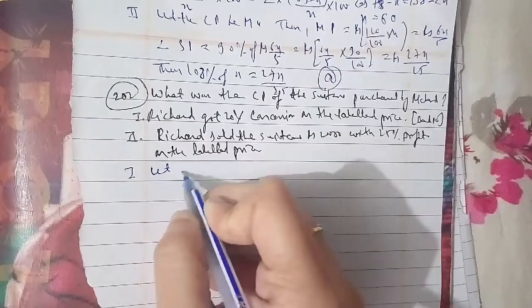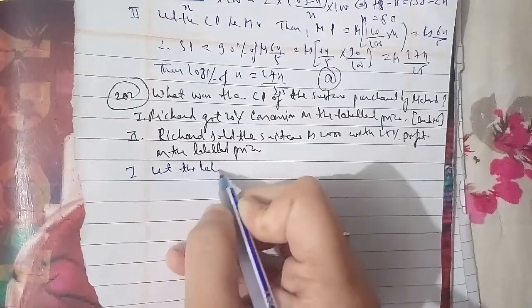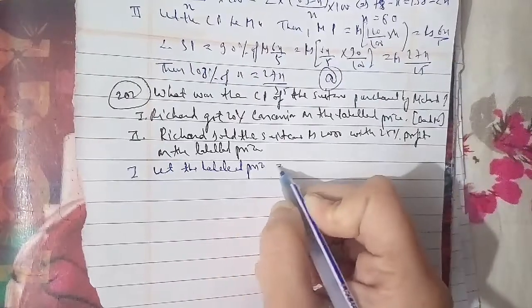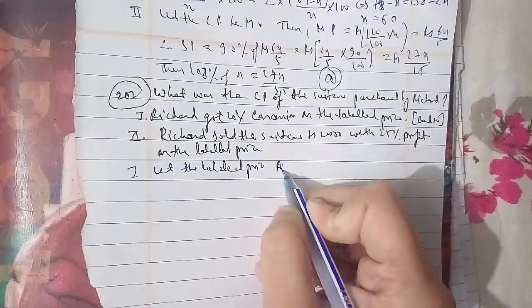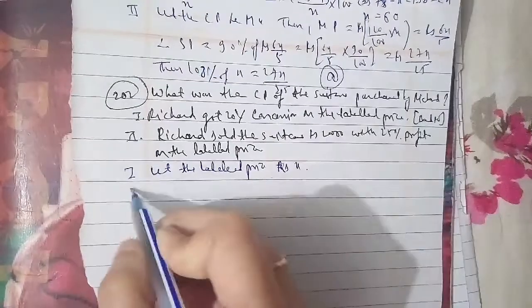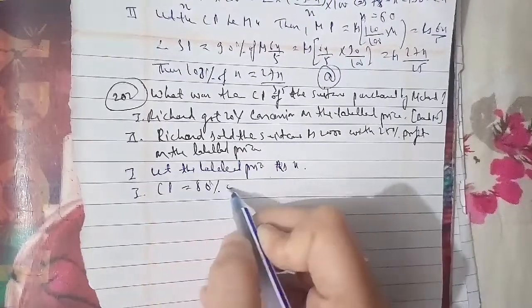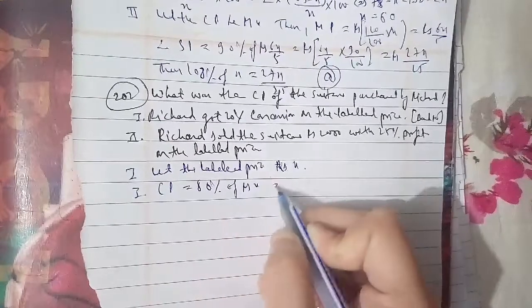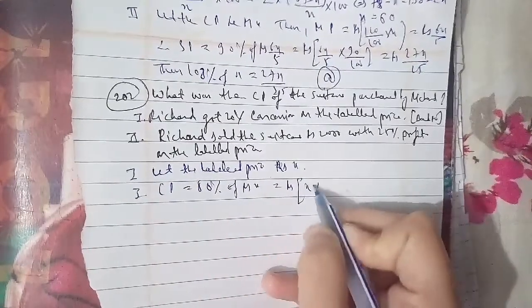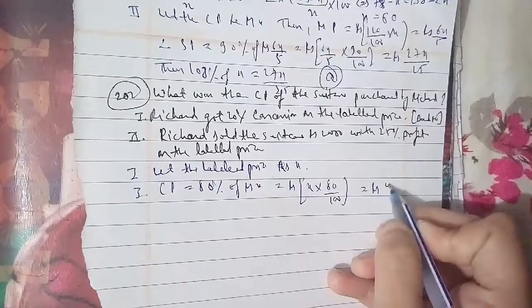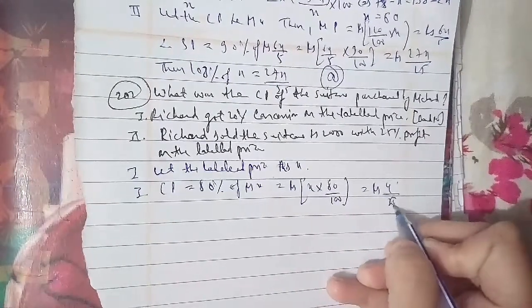Let the labeled price equal rupees x. According to the first statement, cost price equals 80% of rupees x, which equals rupees x into 80 upon 100, which equals rupees 4x upon 5.